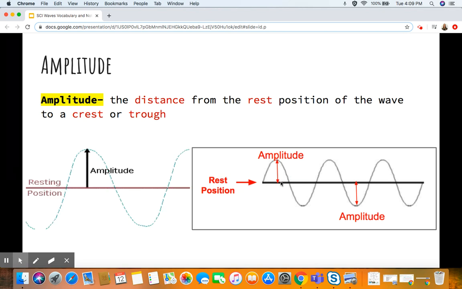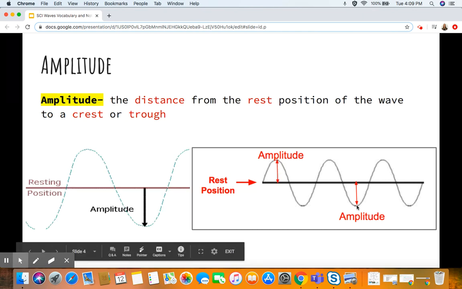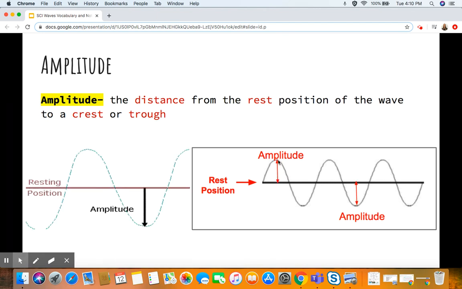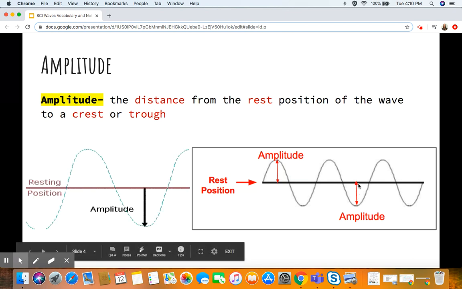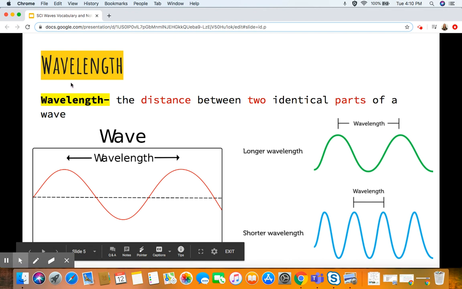So let's look at this picture. So this black line here, that is our rest position. So our amplitude is from the rest position to the crest. So that would be the top right here, because that's the highest point. So how far this is, this distance, that would be our amplitude. And it's also the same if we look at a trough, because the rest position is in the exact middle. So these distances are the same. So they are our amplitudes. So we go from the rest position to the trough. Here you can see our nice GIF showing us that it can be either one, either to the crest or to the trough. Okay, so next let's talk about some wavelengths.